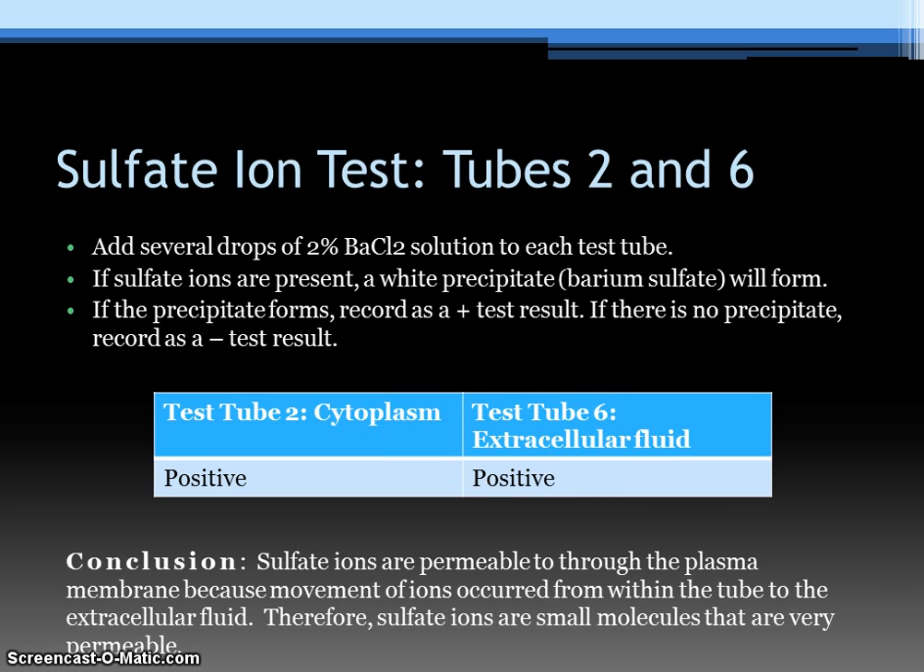Moving on to the sulfate ion test, our test tube 2 would have tested positive, and our test tube 6 would also have tested positive, based on our research and observation of another group's experiment. And so our conclusion for this test would be that sulfate ions are permeable through the plasma membrane because the movement of ions occurred from within the tube through to the extracellular fluid. Therefore, sulfate ions are small molecules that are very permeable.